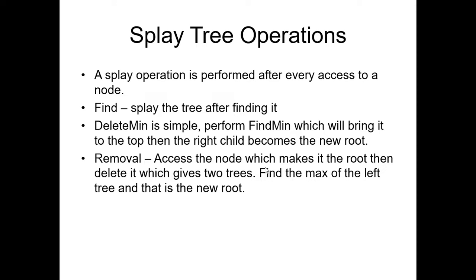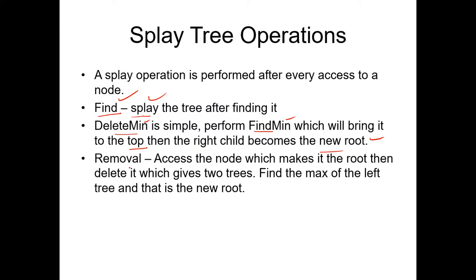A splay operation is performed after every access to a node, as I said. You find a node, then splay the tree after finding it. Once you perform the searching operation, you have to splay the tree again. It means the recently accessed node has to be brought onto the root. The node which you have searched is nothing but x, so that x has to be brought onto the root. Delete min is simple. Perform the find min, and then that has to be brought to the top, the root, so that becomes the new root.